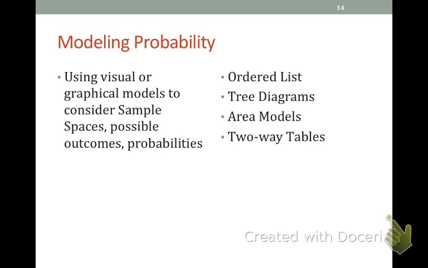First is the ordered list, which we looked at yesterday. Tree diagrams we'll look at in more detail today. Area models, which is a new one, we haven't seen that one yet, and then finally two-way tables, which we're just going to introduce but not get into in too much depth because we will talk about them pretty extensively later.